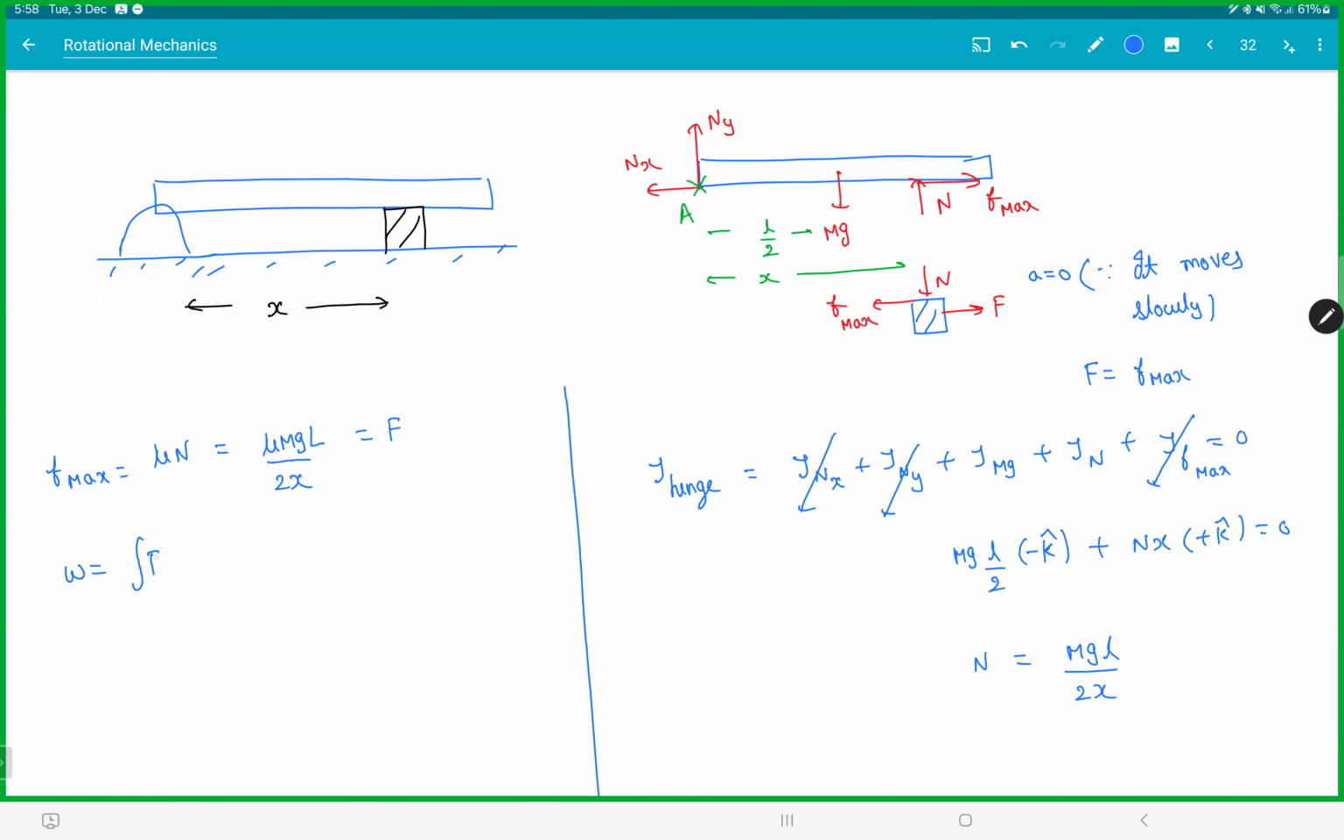So work done is the integral of F dx, which is mu mgL by 2 times the integral of dx by x. The values of x will go from L by 2 to L. The integral of dx by x is ln x, with limits from L by 2 to L. That is ln L minus ln L by 2. So the work done is mu mgL by 2 ln 2. Check. That's your answer. The normal reaction is not constant here.